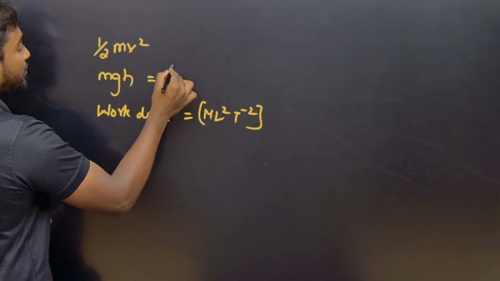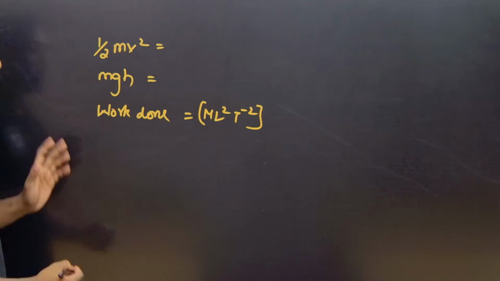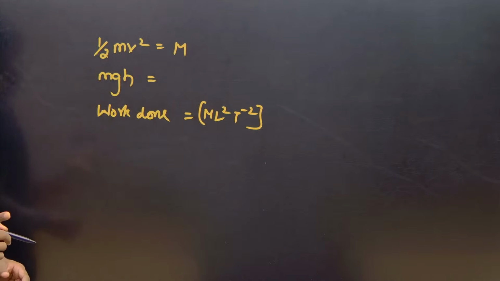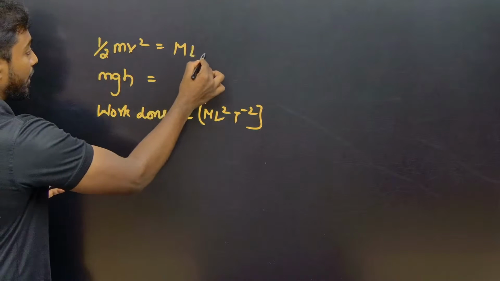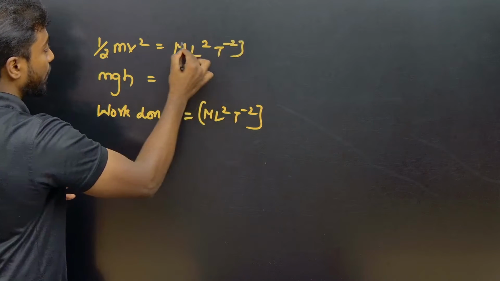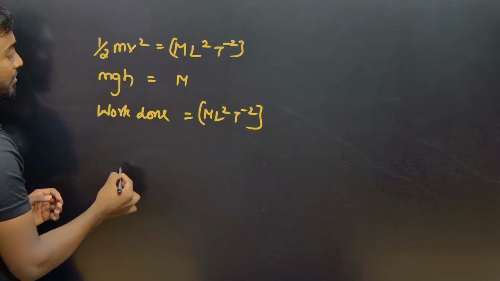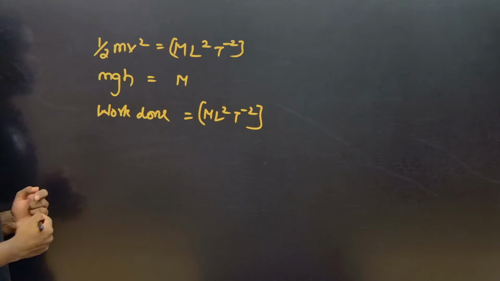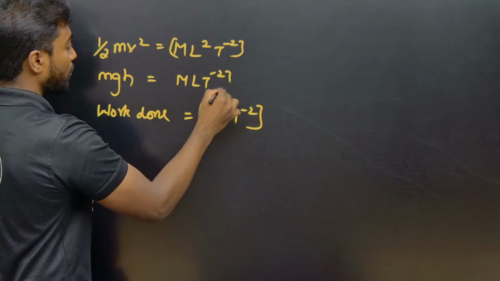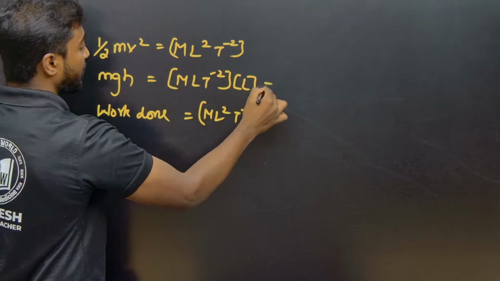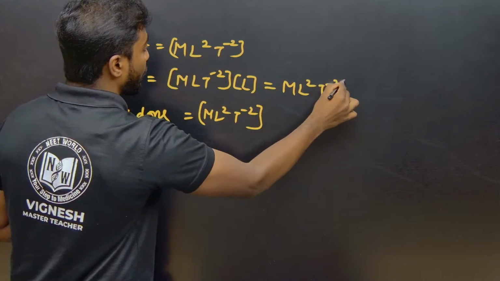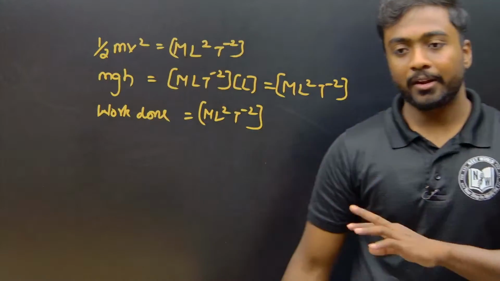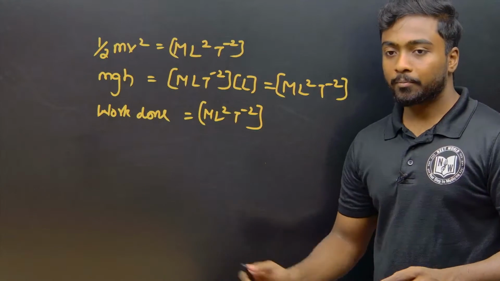Can you give the answer for these two? Mass is M, sir. M, L T power minus 1 whole square, no? So what will happen? M L square T power minus 2 will come. M is mass, g is acceleration, meter per second square, right? L T power minus 2, h is L, which is nothing but M L square T power minus 2. Am I getting the same answer, no? So energy can be written as kinetic energy, potential energy or work done, anything. Okay.